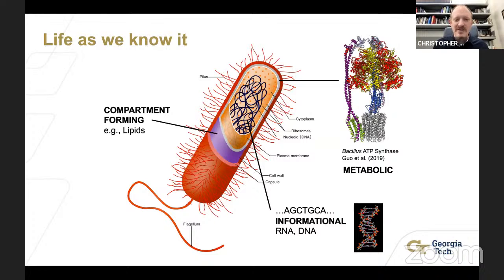And then finally, we can think of a third class of molecules, compartment forming, for example, lipids that make up cell membranes. There's also other kinds of molecules that might help form compartments, sugars, for example, but lipids is a very common one. And so I come to the task of life detection with this bias, and I've spent most of my astrobiology career looking for life as we know it.